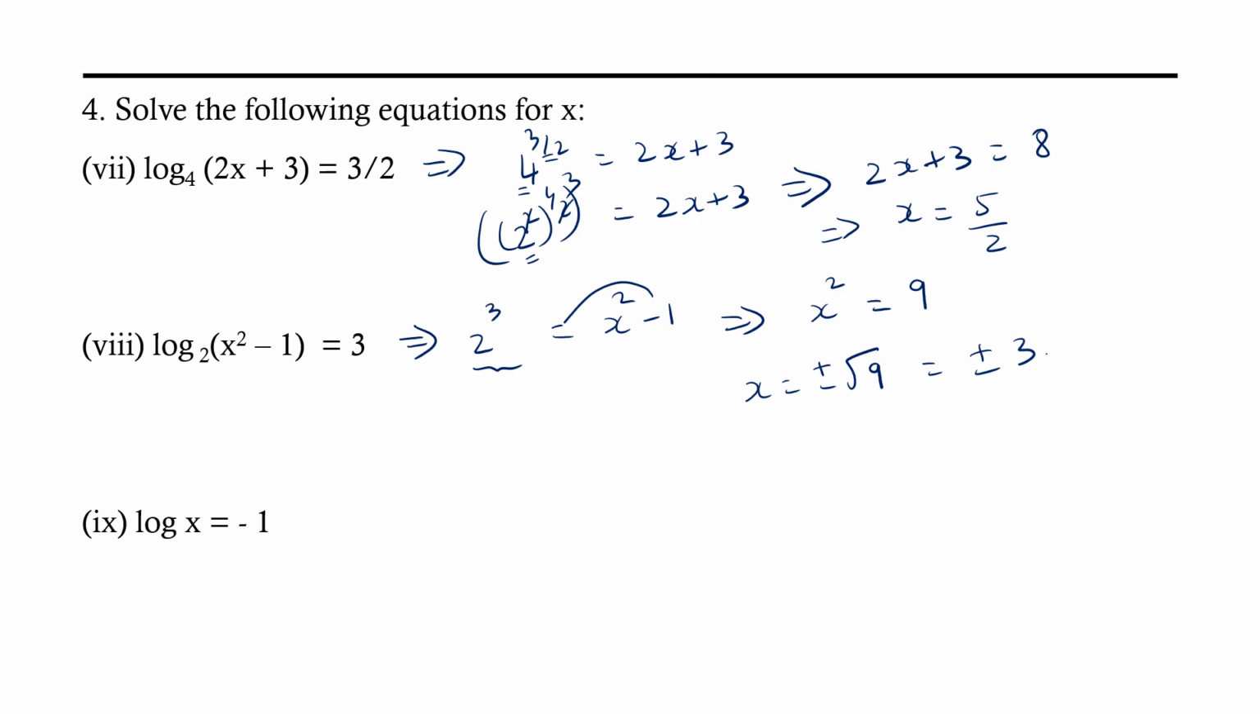The next question, log x is equal to minus 1. Here when we have questions of this form where the base is not given, we have to assume the base as 10. Such logarithms are called common logarithms. So here log x to the base 10 equal to minus 1. So from this we have 10 raised to minus 1 is equal to x, or x is equal to 1 by 10, which is 0.1.